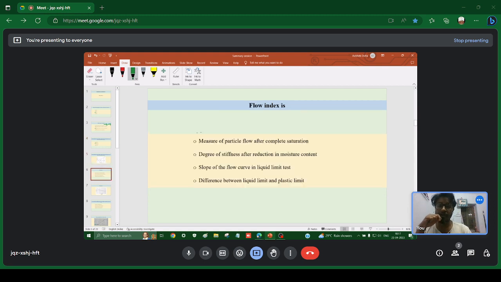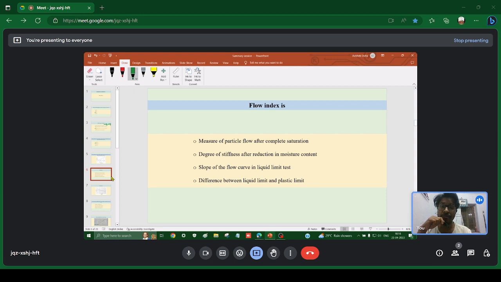Next question. Now, what is flow index? If we have learned the liquid limit test using the Casagrande apparatus, we need to place soil with a certain amount of moisture content in the Casagrande apparatus container, cut a groove with the standard tool, and then give a certain number of blows, either mechanically or manually, such that the groove closes.